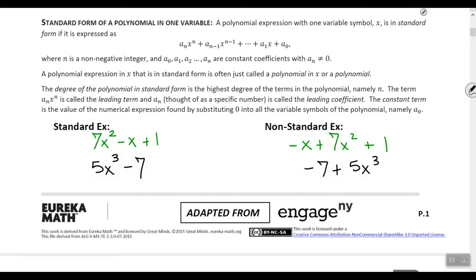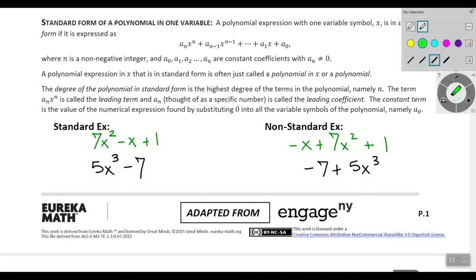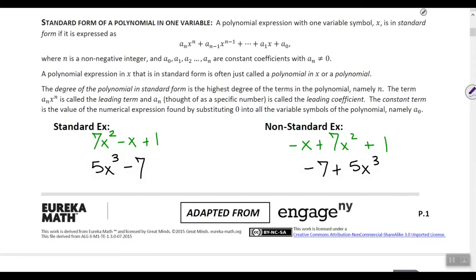Okay, the next idea that's talked about in this paragraph has to do with the degree. The degree of the polynomial in standard form, okay, is the highest degree of the terms of the polynomial. Okay, so in this one, the degree is 2. Okay, and this is a second degree. This right here is a second degree polynomial. Okay, this highest exponent is 3, so it's a third degree polynomial.